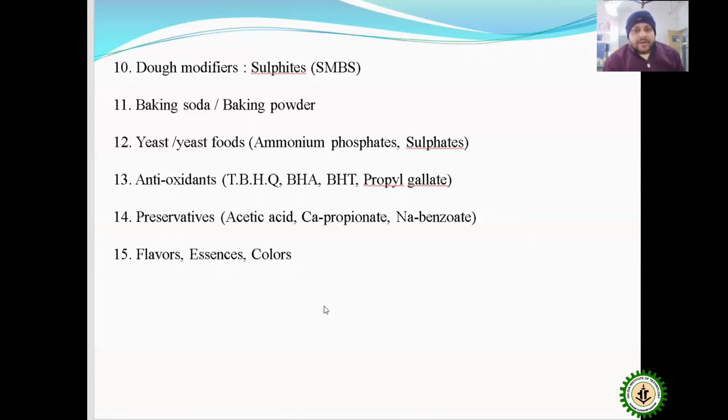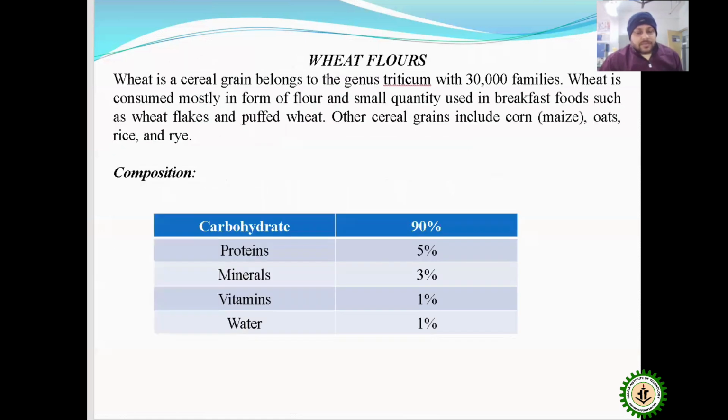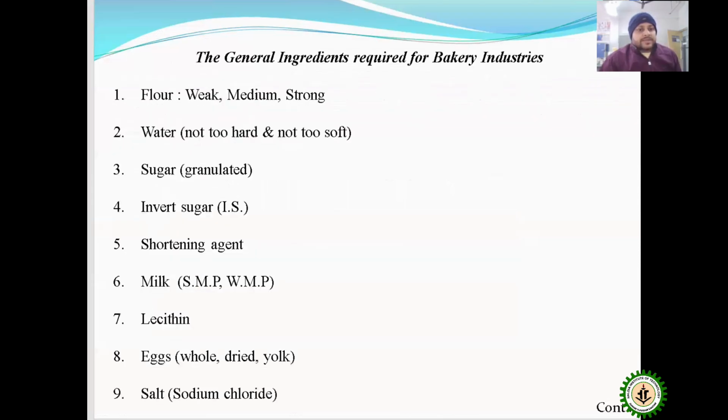We add different types of color, for example chocolate color or vanilla color, and flavors such as vanilla flavor, chocolate flavor, strawberry flavor. So these are the different types of flavor. Now we discuss the basic or essential ingredients of any bakery product, starting from wheat flour.